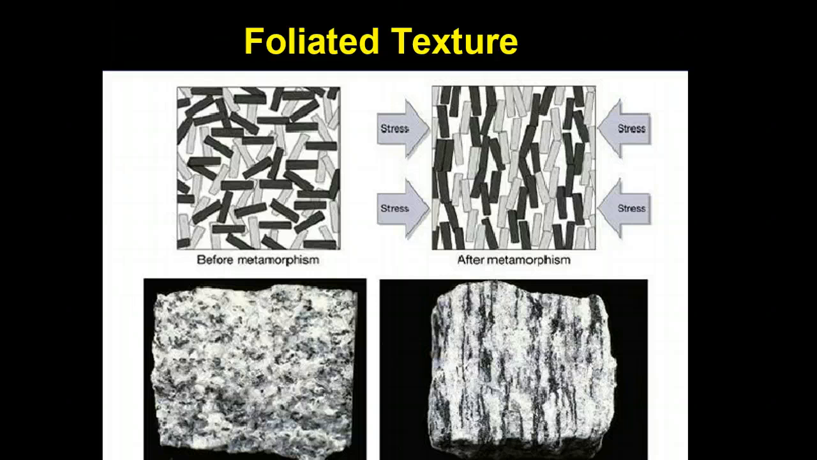Here's another diagram that demonstrates what I'm talking about. Before metamorphism, we have the randomly placed minerals, as in this picture down here of a granite. And then in the picture on the right, we have the lines, the minerals that have undergone heat and pressure lining up, and it makes a stripe or a foliated texture in the metamorphic rock gneiss.